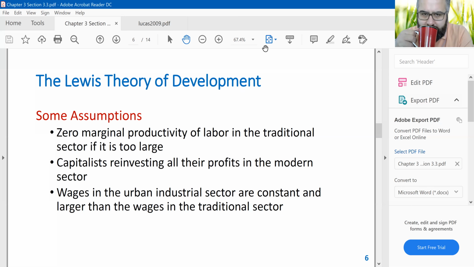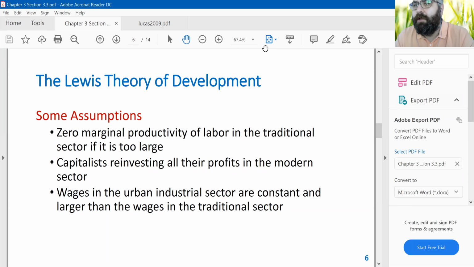Here are some assumptions. Again, first one is about the surplus labor. So if there's surplus labor in agriculture or in the traditional sector, then their productivity will be zero. Their marginal productivity will be zero. Second, in the modern sector, capitalists will reinvest all their profits. So if capitalists have profits, this profit will be transferred directly to investment. And finally, in the urban sector, wages will be constant.